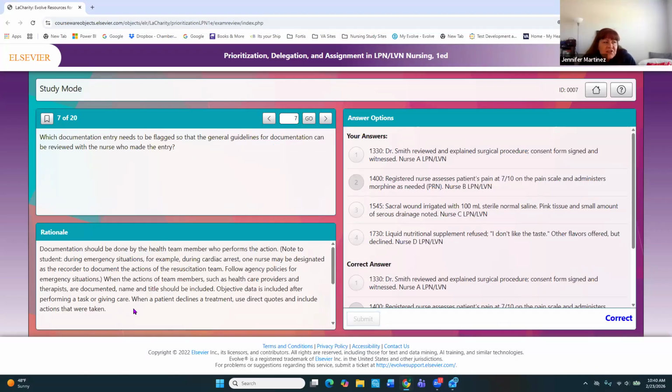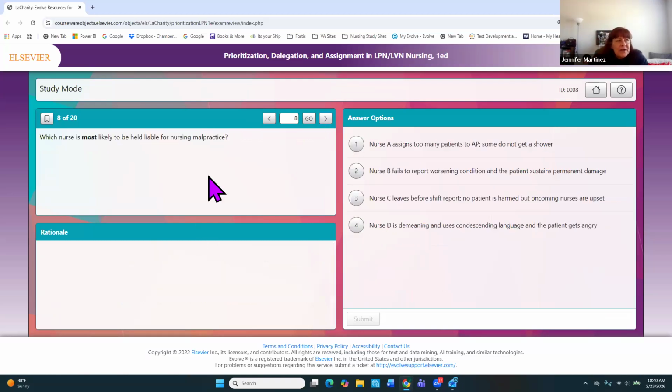All right, let's see. Correct. So documentation should be done by the health team member who performs the action, right? So that LPN did not assess their pain or administer the morphine, right? The RN did. So the RN should have been the one to put the pain assessment in, as well as document the fact that they gave the pain medication. Good job. All right.